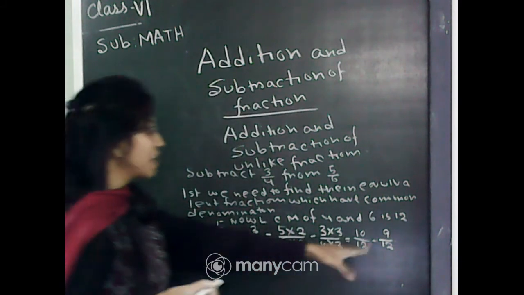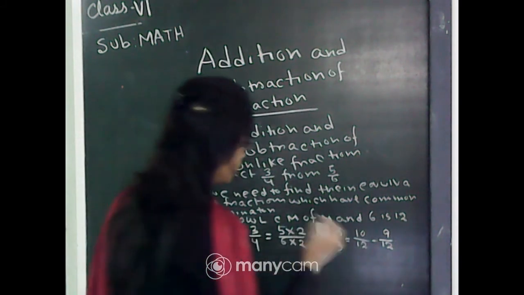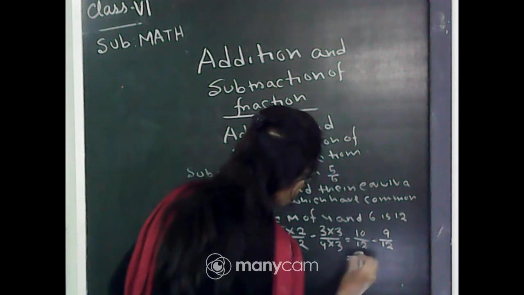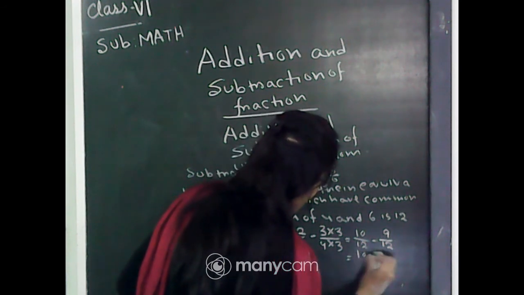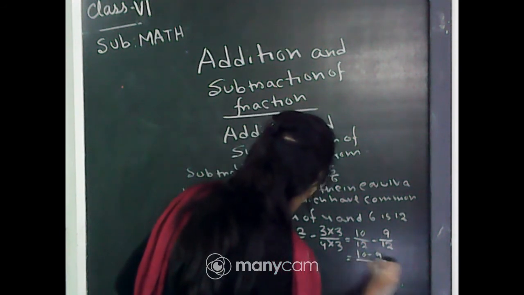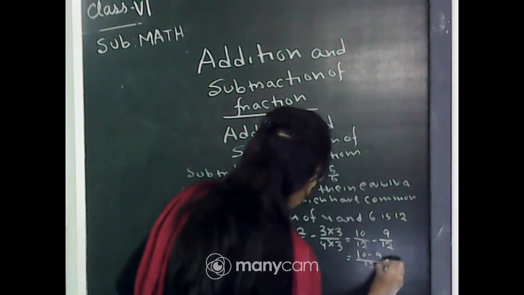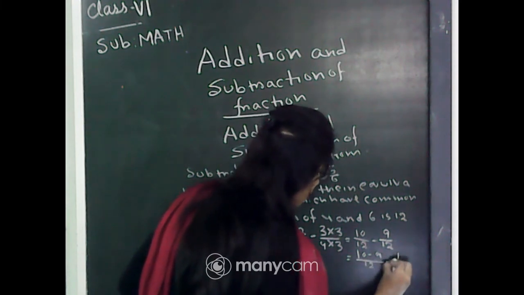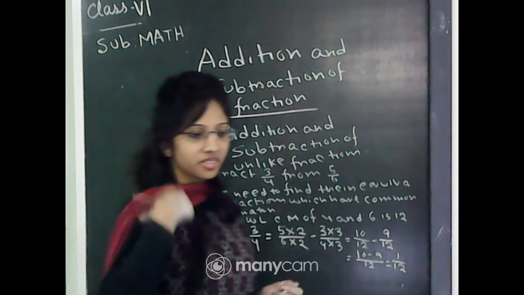Now, these are like fractions, therefore, from previous rule, we just subtract the numerators and retain the common denominator. Therefore, this is equal to 1 divided by 12. Okay.